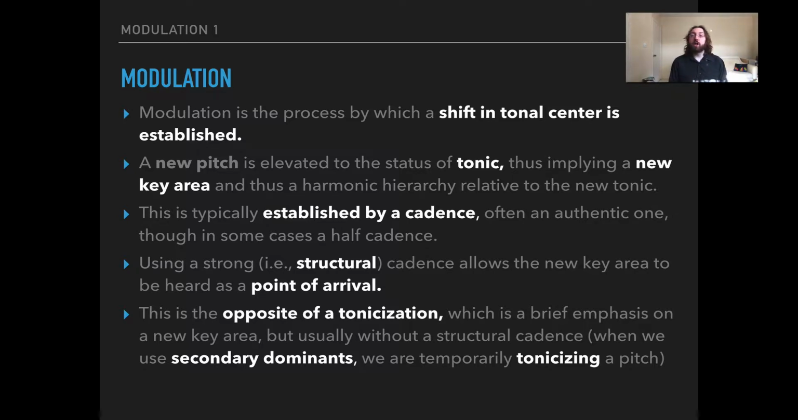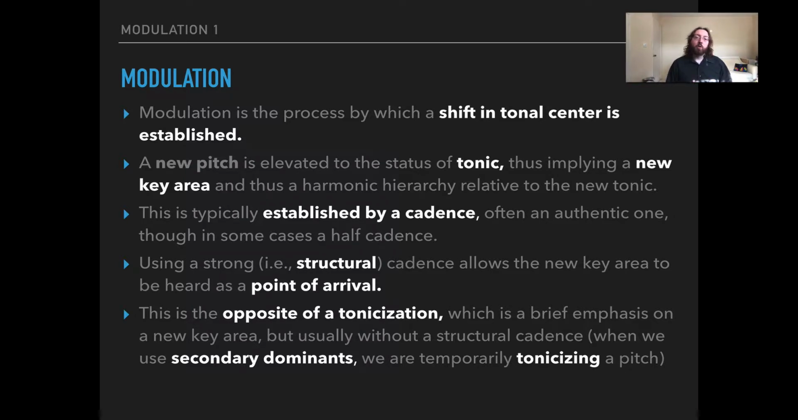Typically, modulations are established by a cadence, usually an authentic one, though sometimes through a half cadence. Using a strong or structural cadence, like an authentic cadence, allows the new key area to be heard as a point of arrival. This, in some ways, can be seen as the opposite of tonicization. Tonicization is what we had when we were dealing with secondary dominance and secondary diminished seventh chords. We had a relatively brief emphasis on a new key area, but usually without a structural cadence.